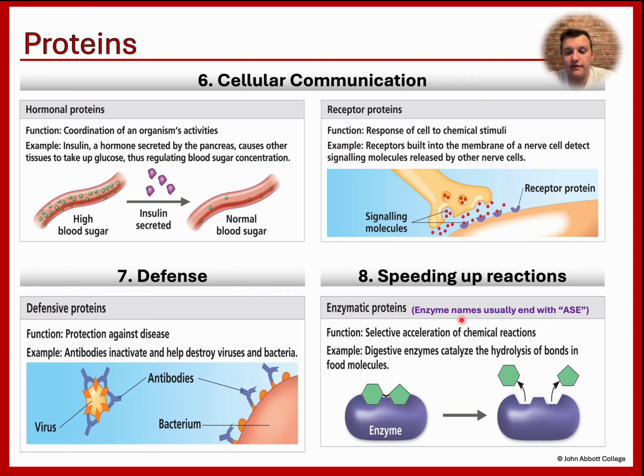Enzymes, their names usually end with ACE. We saw some already. We saw lactase, sucrase, maltase, amylase, right? Anything with an ACE is an enzyme, and these speed up chemical reactions. So an example of this is an enzyme, maybe it's lactase, and it breaks down this lactose molecule into two separate pieces. If this were left in the body, this would only break down after many years, right? You need scissors in the body to cut things up and build things.